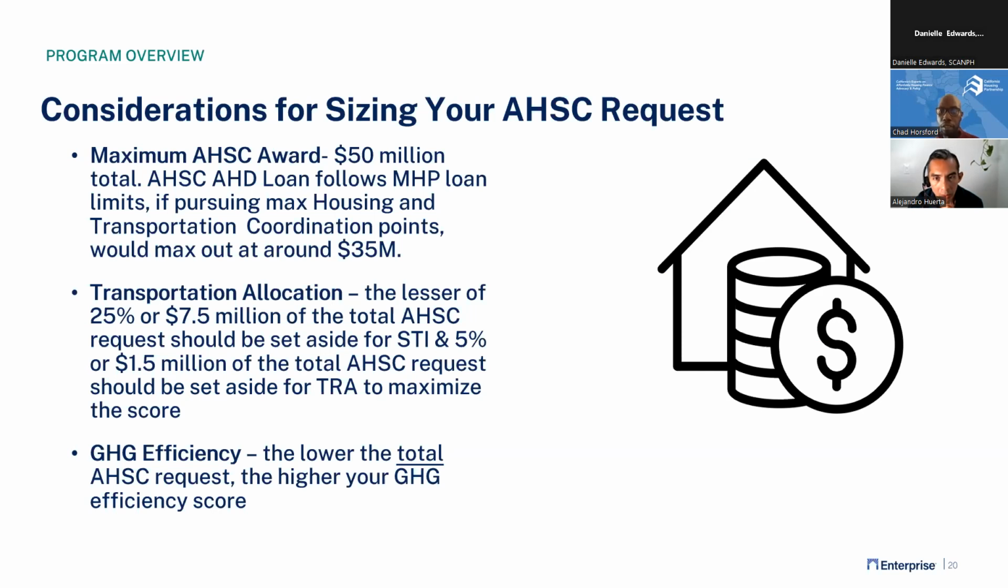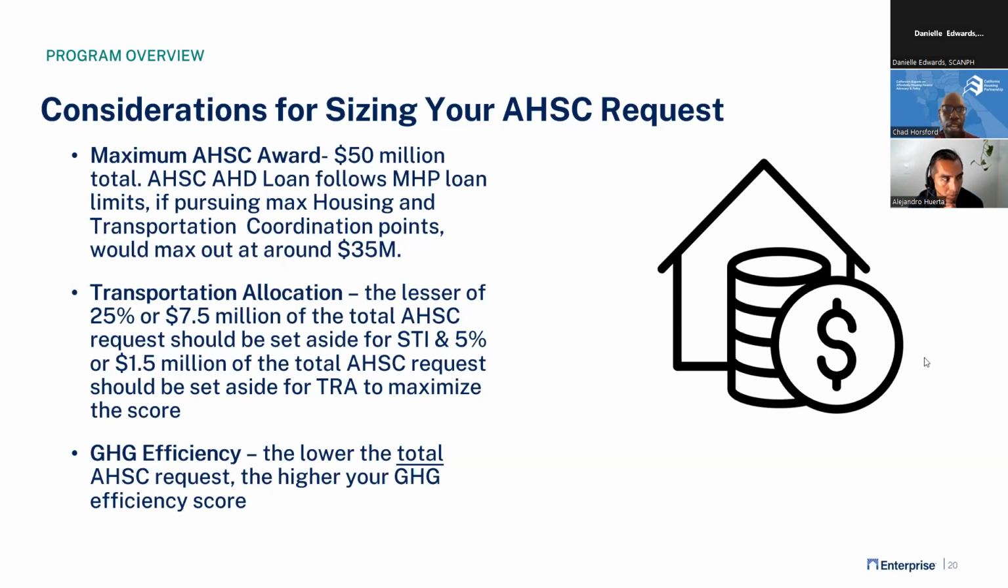So on a per unit basis, you'll want to take a look at the MHP per unit loan limits. And in order to successfully size your AHSC request, you're going to max out at $35 million. We know that housing costs have gone up across the board, so just be mindful that the max that you can request for the AHSC loan plus HRI grant is $35 million.